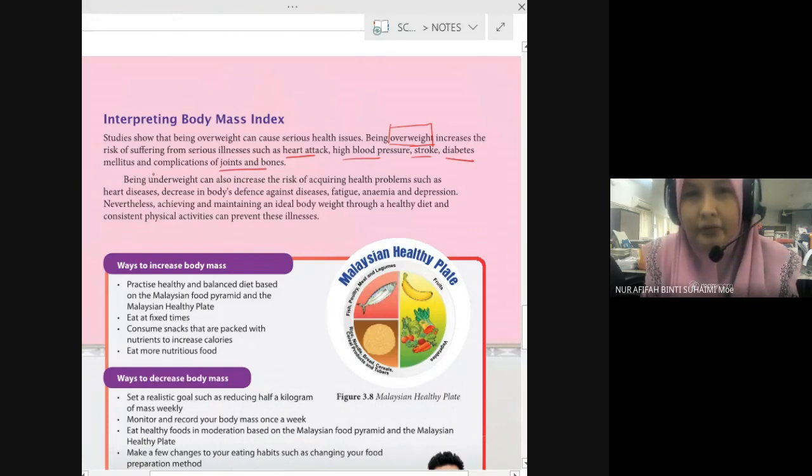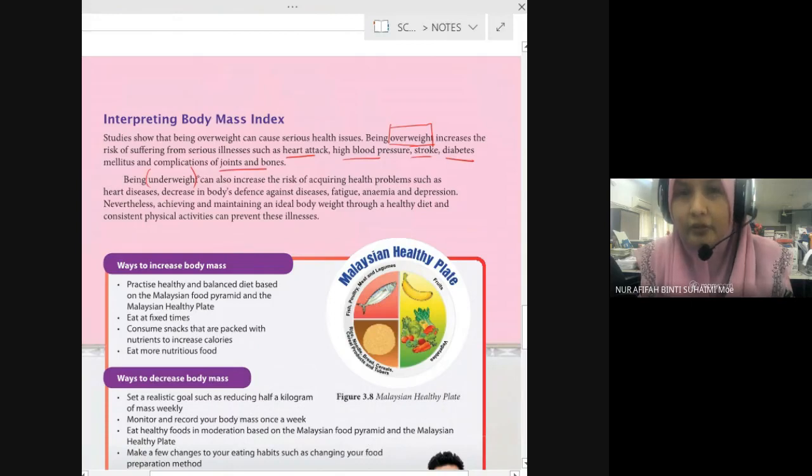If we are underweight, it means that we lack nutrients. So it also leads to fatigue. We lack the body's defense, a lack of antibodies against disease, and suffer fatigue, anemia, and depression. This is underweight and overweight.